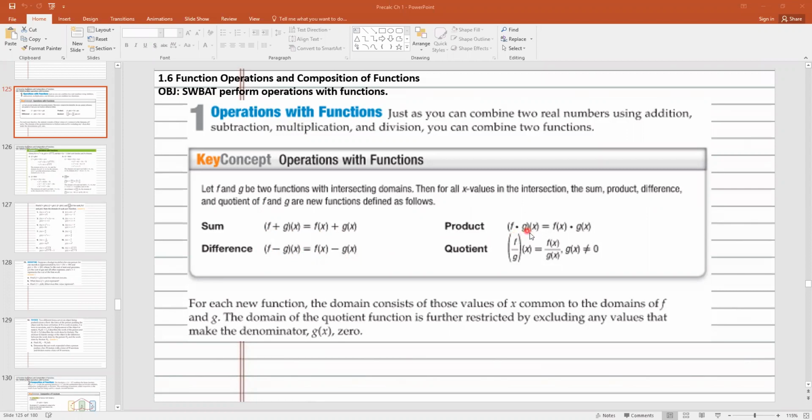And then f times g of x, so this one we are going to see a dot for the multiplication. That's just f of x times g of x, and the quotient f divided by g of x is equal to f of x divided by g of x. And a little side note, g of x cannot equal 0 because we can't have a 0 in the denominator. All right, so we will see these, and we'll also be looking at their domains. After, we're going to see if the domain changes for any of them, because sometimes it does. Okay, so let's put these in the notes.